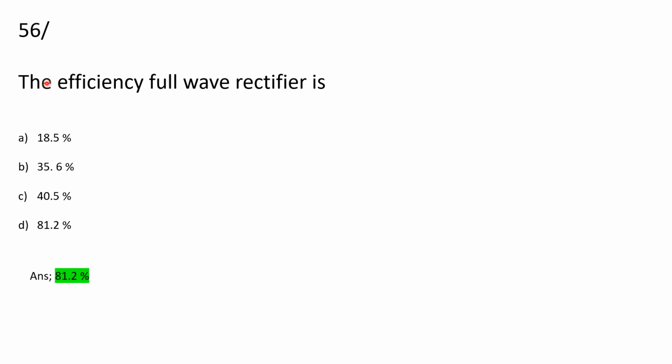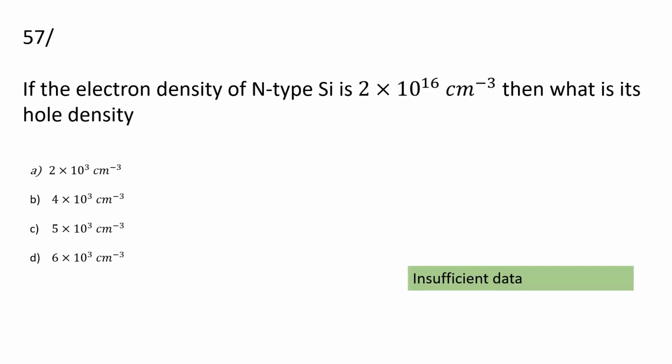Then the efficiency of a full wave rectifier is, options are 18.5%, 35.6%, 40.5% and 81.2%. And here option D is correct, that is 81.2%. And again we know that for a half wave rectifier this is 40.5%.